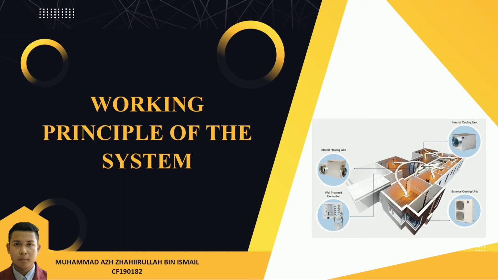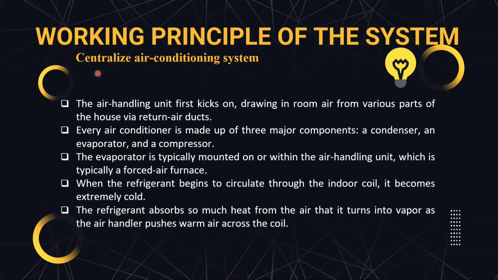Okay, for the working principle of the system, first is the centralized air conditioning system. The air handling unit first kicks on, drawing in room air from various parts of the house via return air ducts. Every air conditioner is made up of three major components: a condenser, an evaporator, and a compressor. The evaporator is typically mounted on or within the air handling unit, which is typically a forced air furnace. When the refrigerant begins to circulate through the indoor coil, it becomes extremely cool. The refrigerant absorbs so much heat from the air that it turns into vapor as the air handler pushes warm air across the coil.